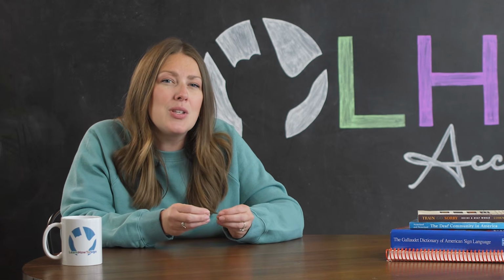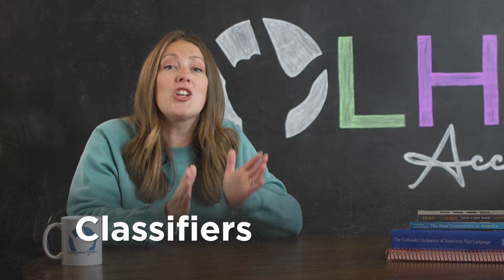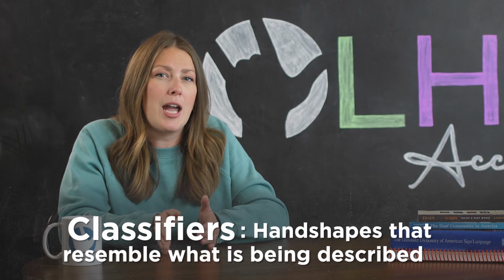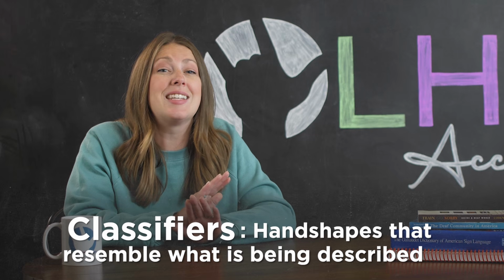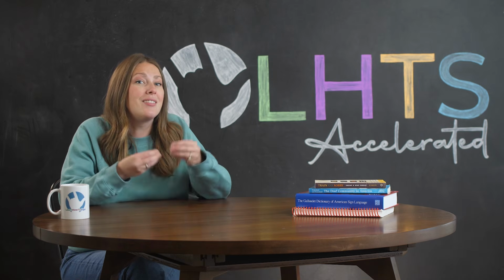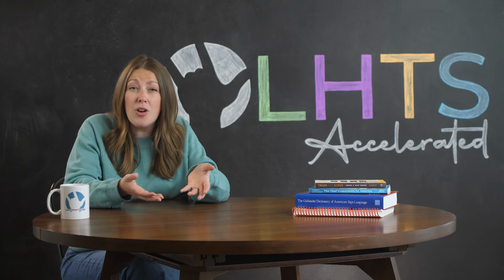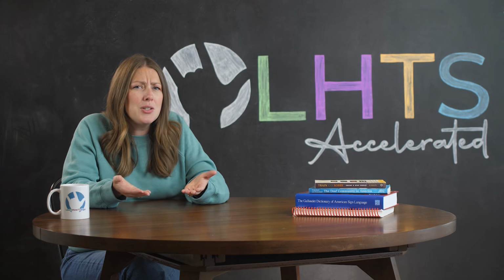And the way we do this is by using classifiers. Now, classifiers are hand shapes that resemble what is being described. We're going to be talking a lot about classifiers through this entire course. So, like I mentioned, a mole or a scar could be described about a person's facial features, right? How would we do this?